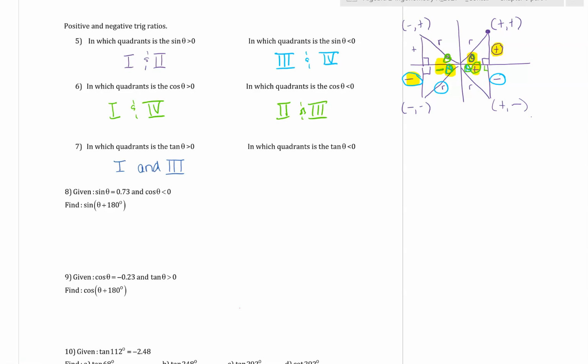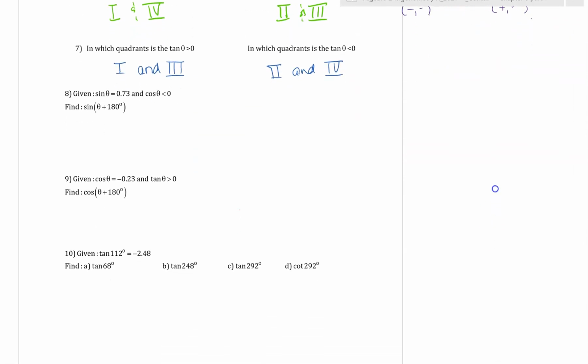In quadrants 2 and 4, notice that tangent is opposite over adjacent. In quadrant 2, that's positive over negative. And in quadrant 4, opposite over adjacent, negative over positive. So in quadrants 2 and 4, tangent of theta would be negative. Okay, so now we know where everything is positive and negative. Let's go ahead and start talking about some problems.